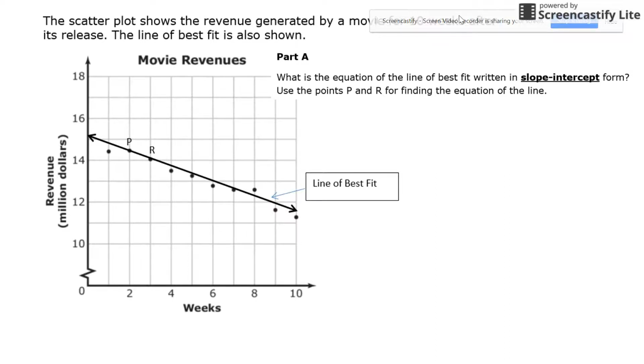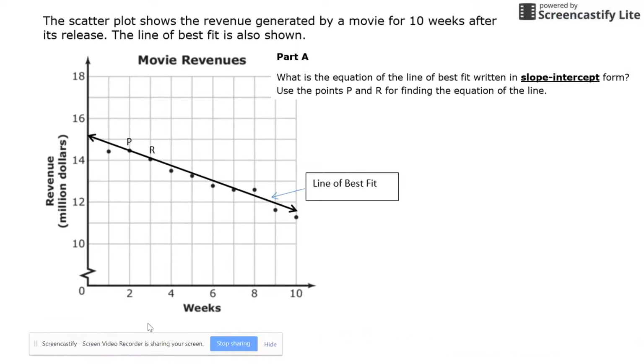Okay, scatter plot, data analysis. General rule: if it forms somewhat of a line, decreasing, that would be a negative correlation. If it has a line increasing, that would be a positive correlation. This one gives a line of best fit, so we know that this has been analyzed that way. So it says, what is the equation of the line of best fit written in slope-intercept form? It says use the points P and R for finding the equation.